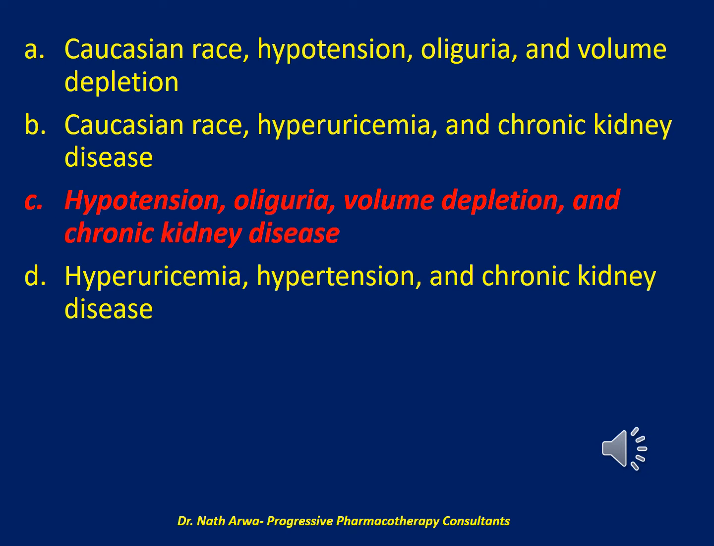Risk factors for tumor lysis syndrome include hypotension, oliguria, volume depletion or dehydration, pre-existing hyperuricemia greater than 7.5 mg per deciliter, or gout, acute renal insufficiency, and chronic kidney disease. This patient has hypotension, oliguria, volume depletion, and chronic kidney disease. Caucasian race has not been identified as a risk factor for tumor lysis syndrome, although this patient's hypotension, oliguria, volume depletion, hyperuricemia, and chronic kidney disease are known risk factors. Please proceed to the next question.